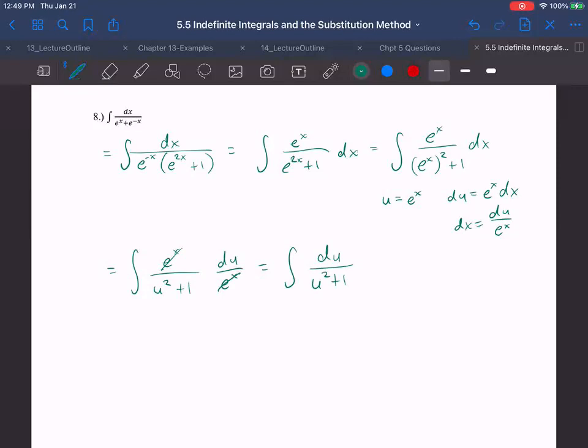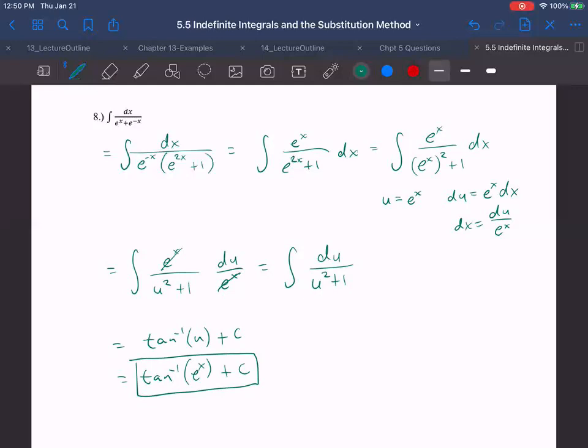Anybody remember a derivative that turned out that way? No? Arctangent of u plus c. Arctan of e to the x plus c. I think in the past I remembered those better. Yeah, me too. You don't use them for a while, you forget them.